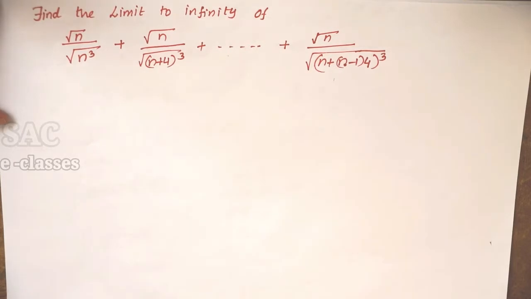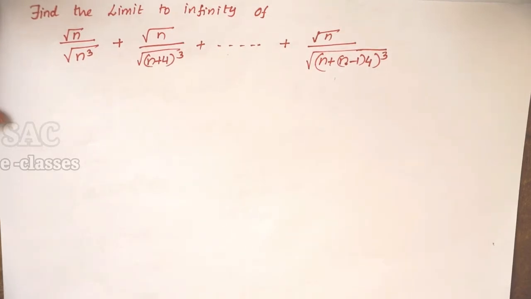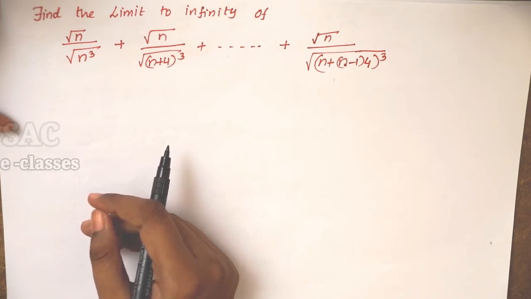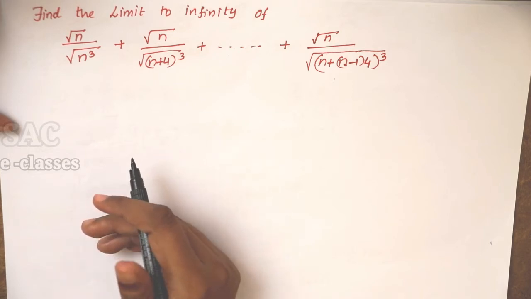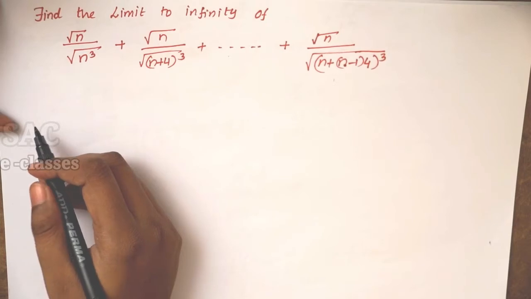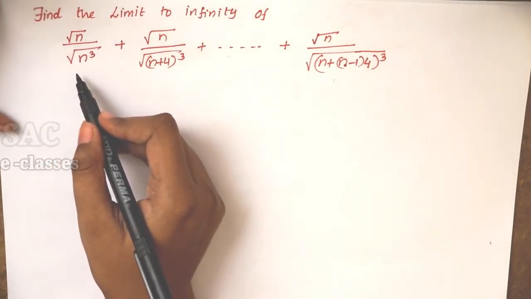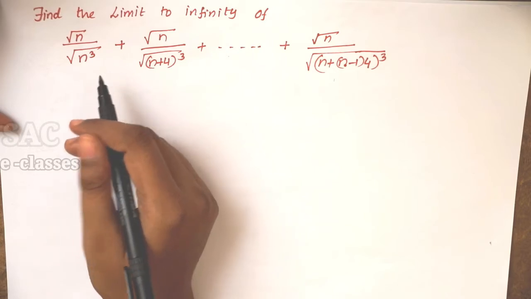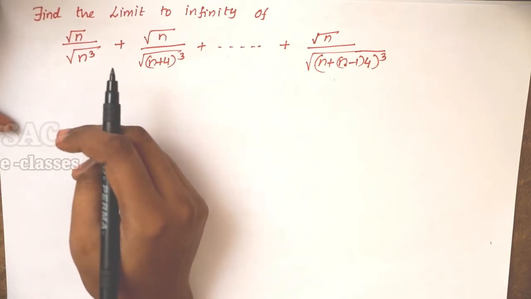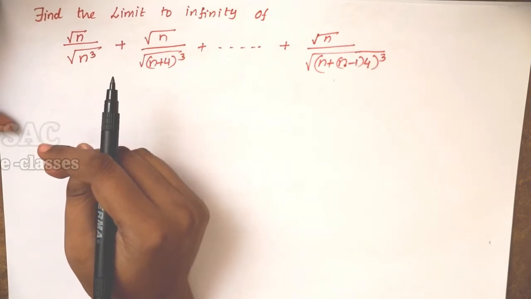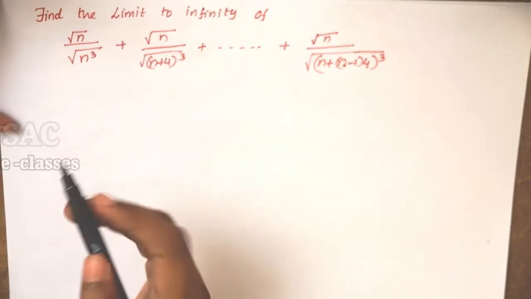See here, I brought you a new and challenging problem. Find the limit, as n tends to infinity, of root n by root over n cube plus root n by root over n plus 4 whole cube, plus and so on, root n by root over n plus n minus 1 into 4 whole cube.